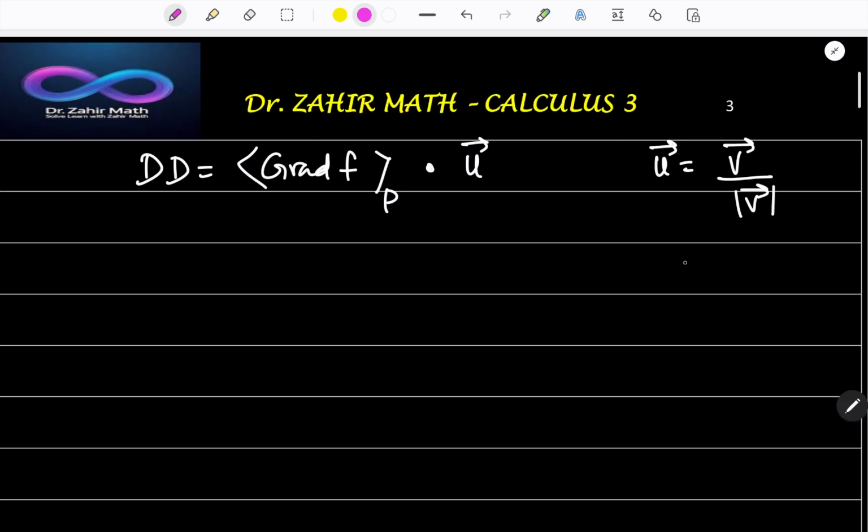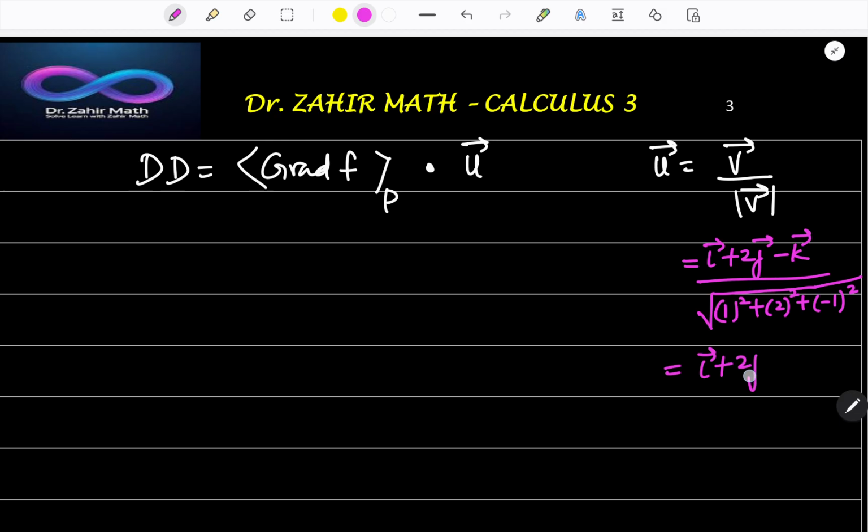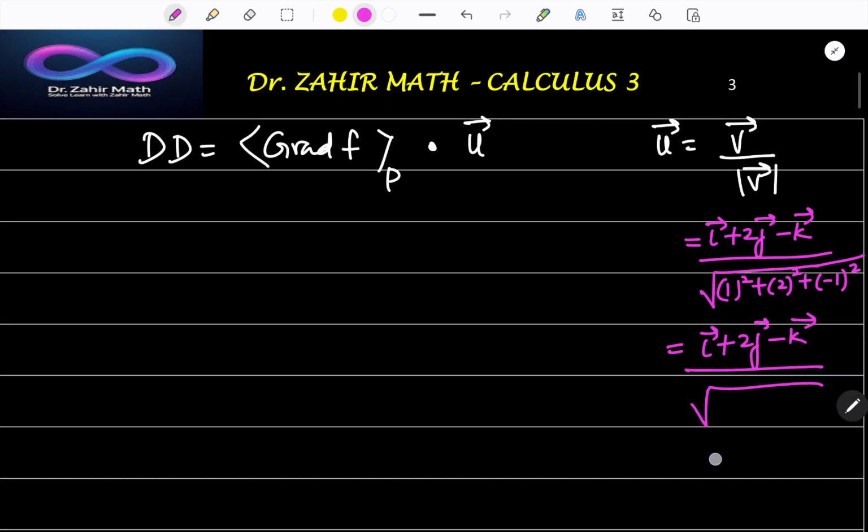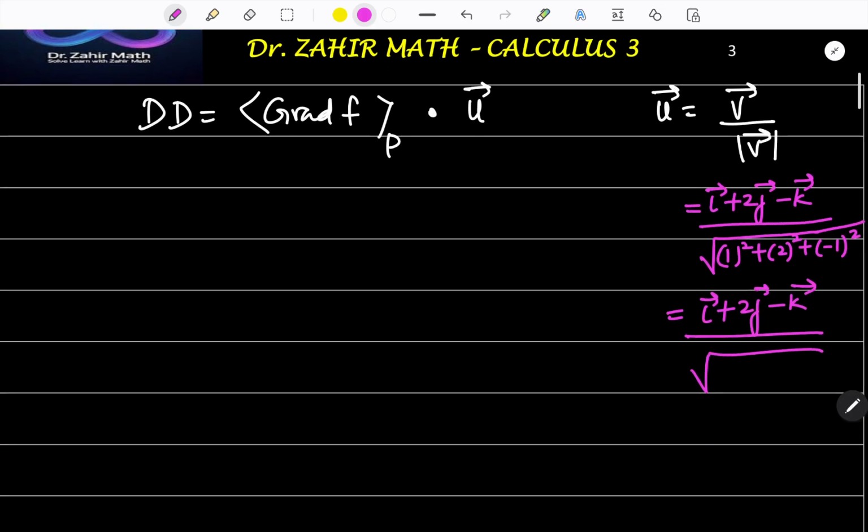So u equals (i plus 2j minus k) divided by its absolute value, meaning the square root of 1 squared plus 2 squared plus (minus 1) squared. So this equals (i plus 2j minus k) divided by the square root of 4 plus 1, 5, 5 plus 1 is 6. So it is root 6. In vector brackets, it is 1 by root 6, 2 by root 6, minus 1 by root 6.